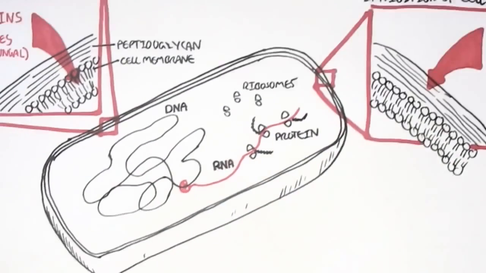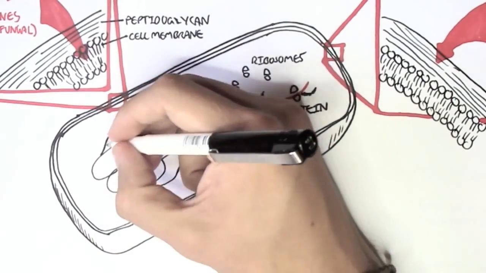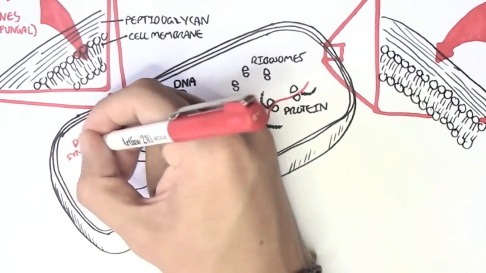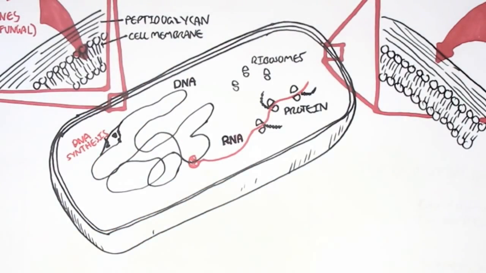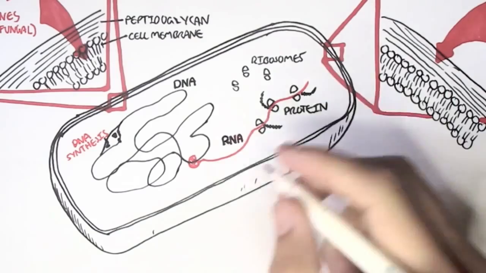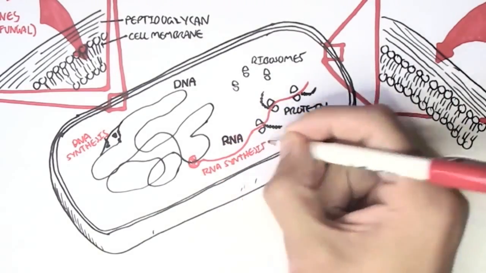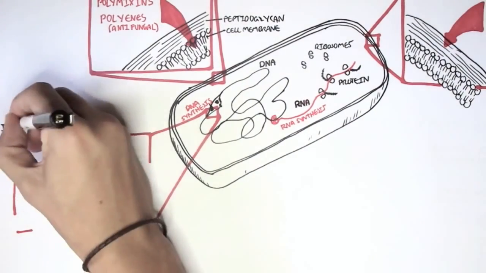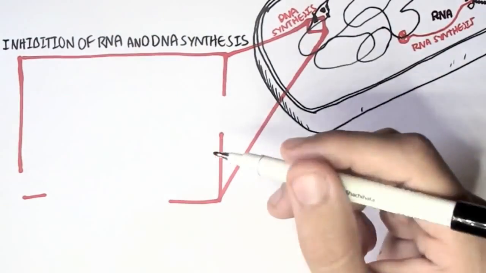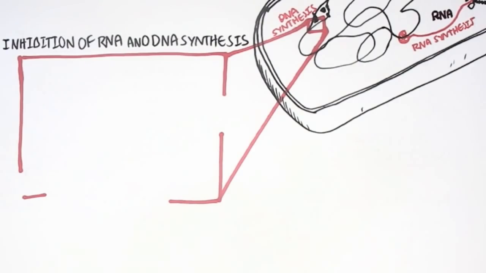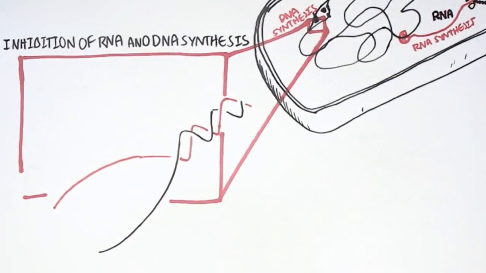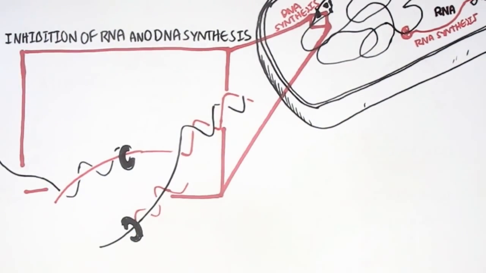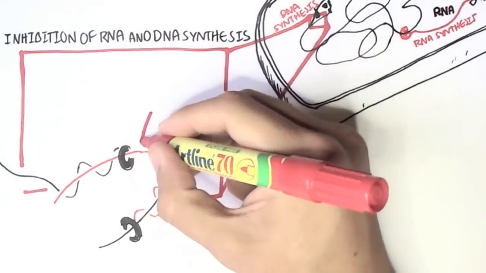The next type of antibiotic class is the ones that can inhibit DNA synthesis here, or what's occurring here, RNA synthesis. So these antibiotics will inhibit RNA and DNA synthesis. Here the bacteria are typically having DNA replicated, of course, like so. So we have antibiotics that prevent DNA from being synthesized.